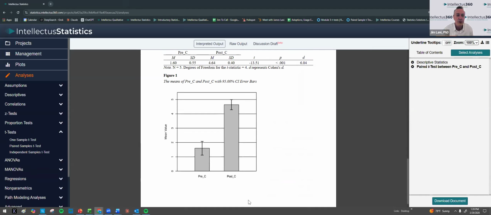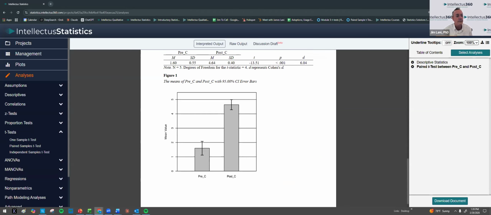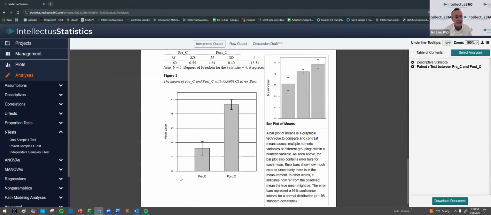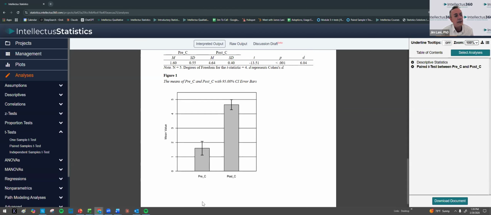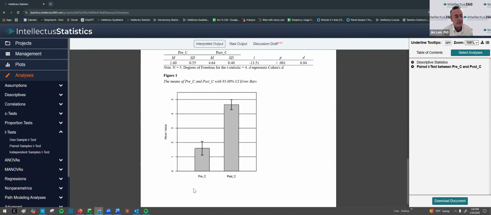Heads up too, by the way. Make sure you look at the axes. So here the axis starts at 0. Sometimes they start at 1, and it doesn't look like a big difference. Well, you're starting at 1 or you're starting at 50. So just be mindful of what you're looking at. All right.